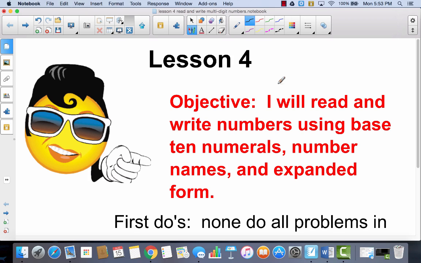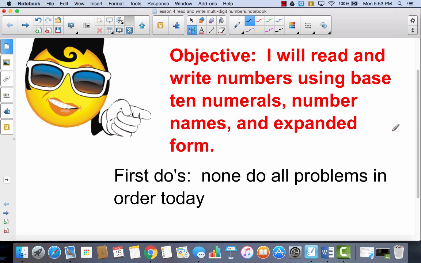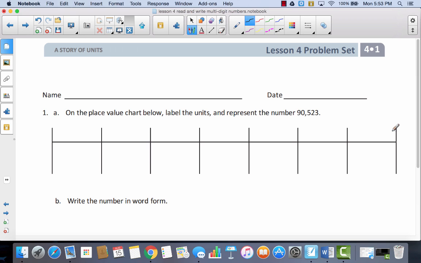Lesson 4, I will read and write numbers using base 10 numerals, number names, and expanded form. And I hope that you remember that today there are no first do's. You're just going to do all of the problems in order. All right, so let's take a look at problem set number 4.